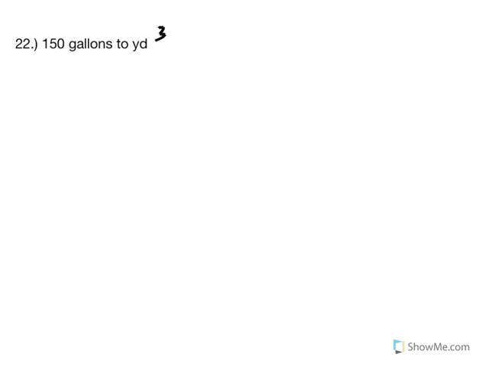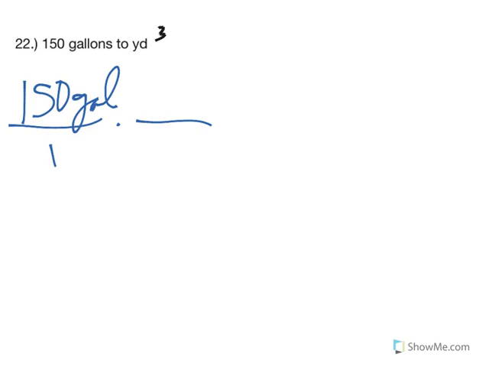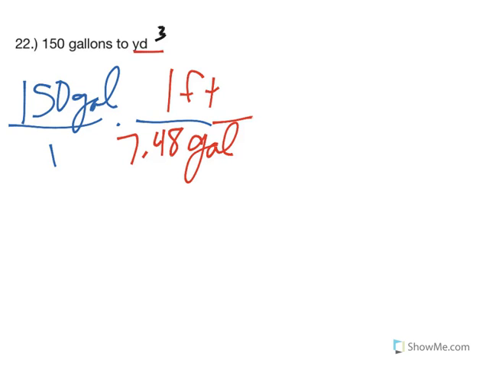150 gallons to cubic yards. All right, well, let's just say I have 150 gallons. And I know that gallons can go to cubic feet, right? Because you've got to think, I want to get rid of gallons. How do I do that? Well, gallons can go to pounds or gallons can go to cubic feet. Pounds aren't going to help you if you want cubic yards. So 7.48 gallons is 1 cubic feet. Okay, so that gets me out of gallons, which I think is a good first step.